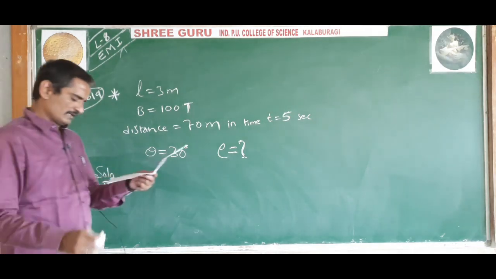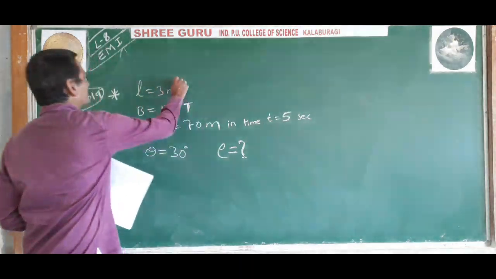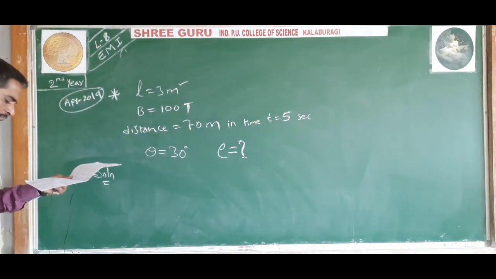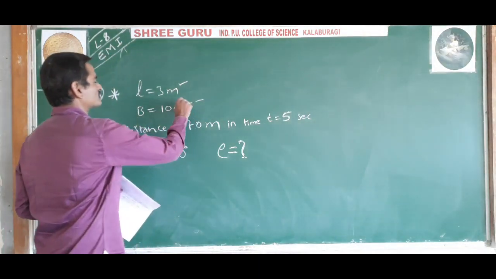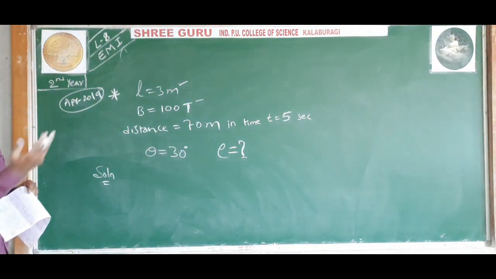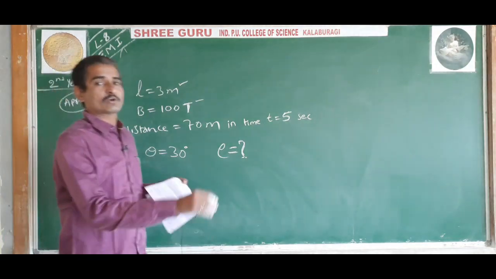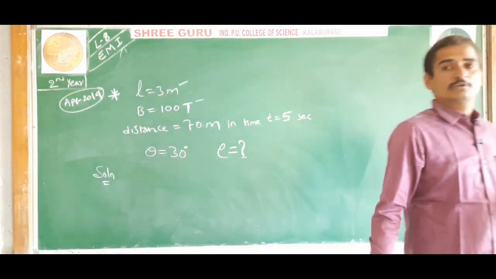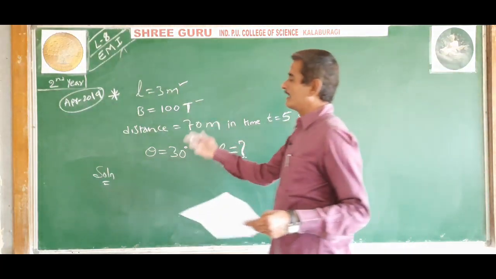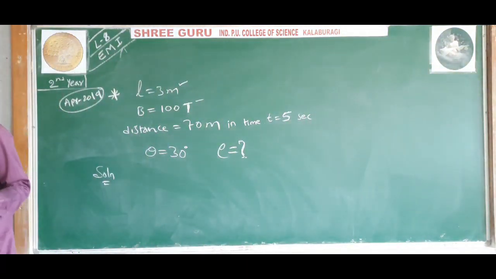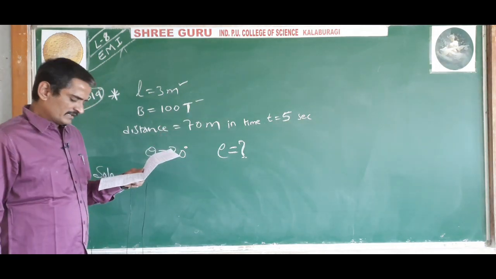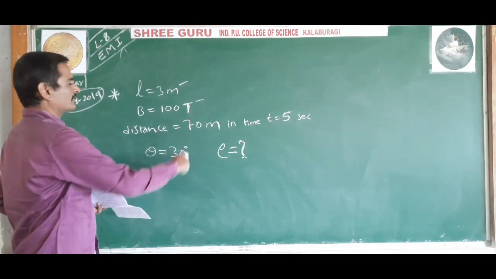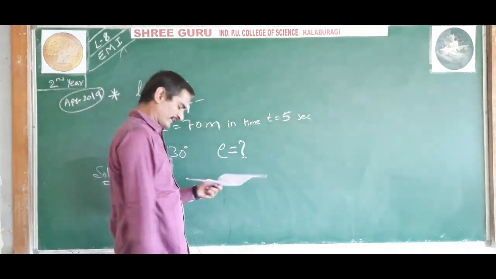The length of the coil, a conductor of length 3 meter. Length of the coil is given and moving in a uniform magnetic field of strength 100 Tesla. Moving, that is motional EMF. See the question and try to identify which formula you have to use. Moving in a uniform magnetic field, that is motional EMF you have to use. It covers a distance. So distance covered is 70 meter in time 5 seconds. He has given.